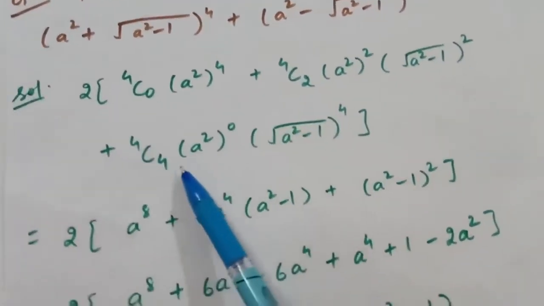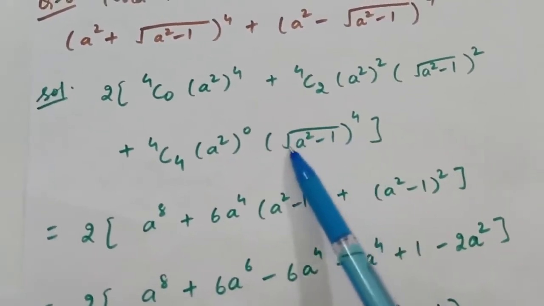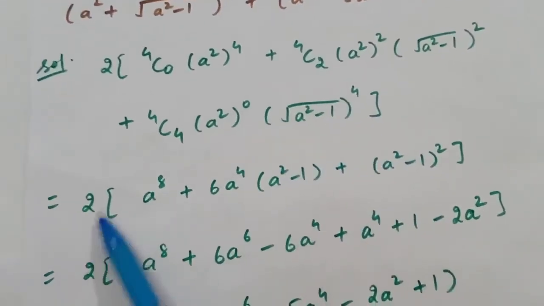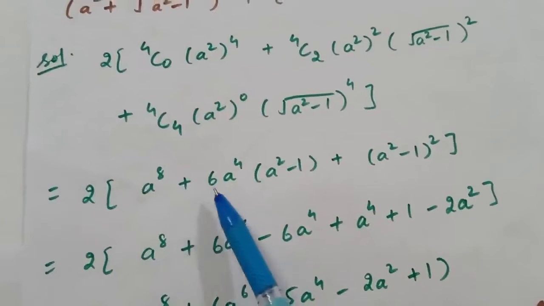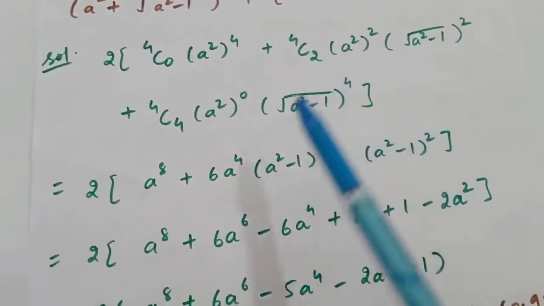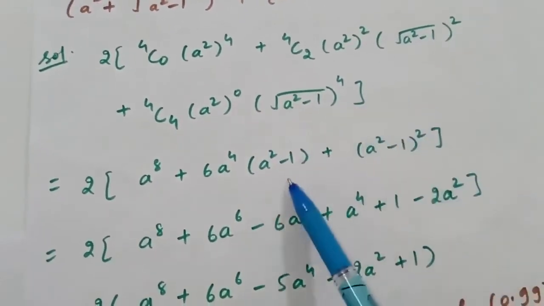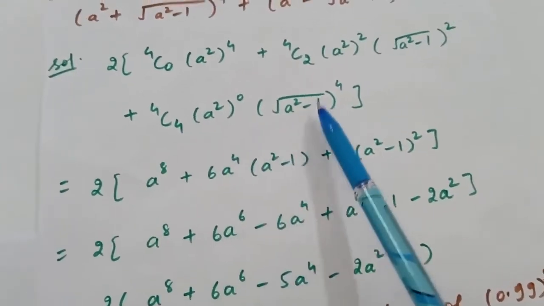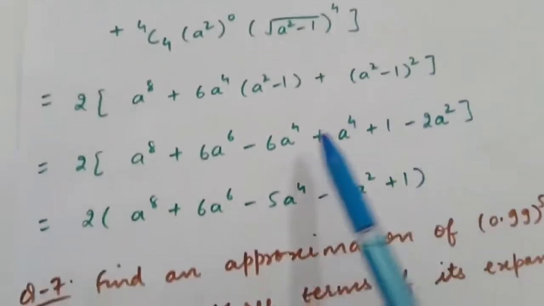Similarly, 4c4 a square raised to the power 0 into root a square minus 1 whole power 4. Now solving this, 2, this is 1, this is a raised to the power 8 plus 4c2 is 6, square of a square is a raised to the power 4 into a square minus 1 plus 4c4 is 1, this is also 1. When you will solve this, this is a square minus 1 whole square.